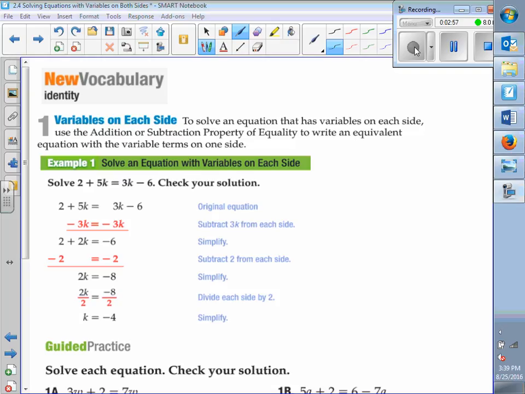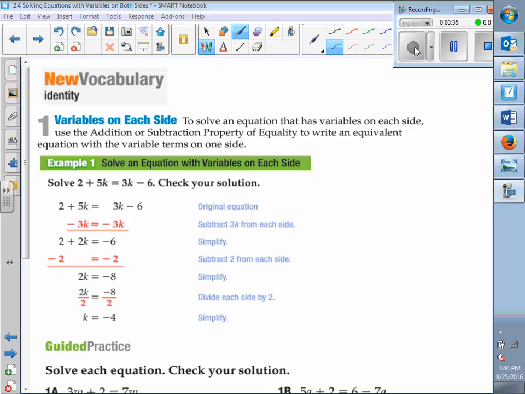Okay? So, to solve an equation that has variables on each side, we're going to use the addition and subtraction property of equality to write an equivalent equation with variables on one side. Now, the addition property of equality, all that means is that if you add on one side of the equal sign, then you have to add on the other side. Same thing with the subtraction. If you subtract on one side, you have to subtract on the other side. And that is how you keep your equations balanced using your inverse operations.